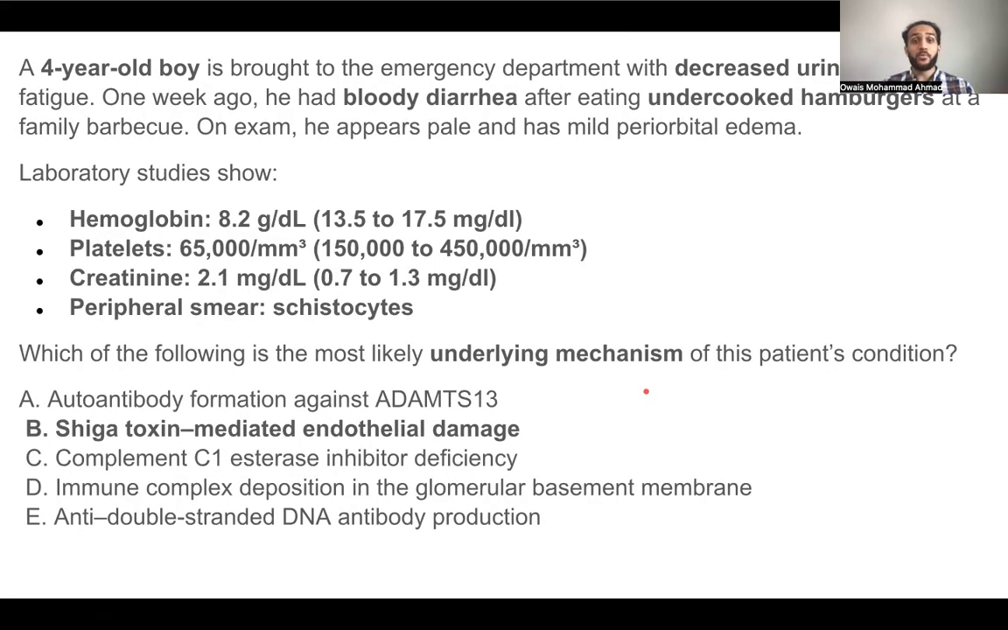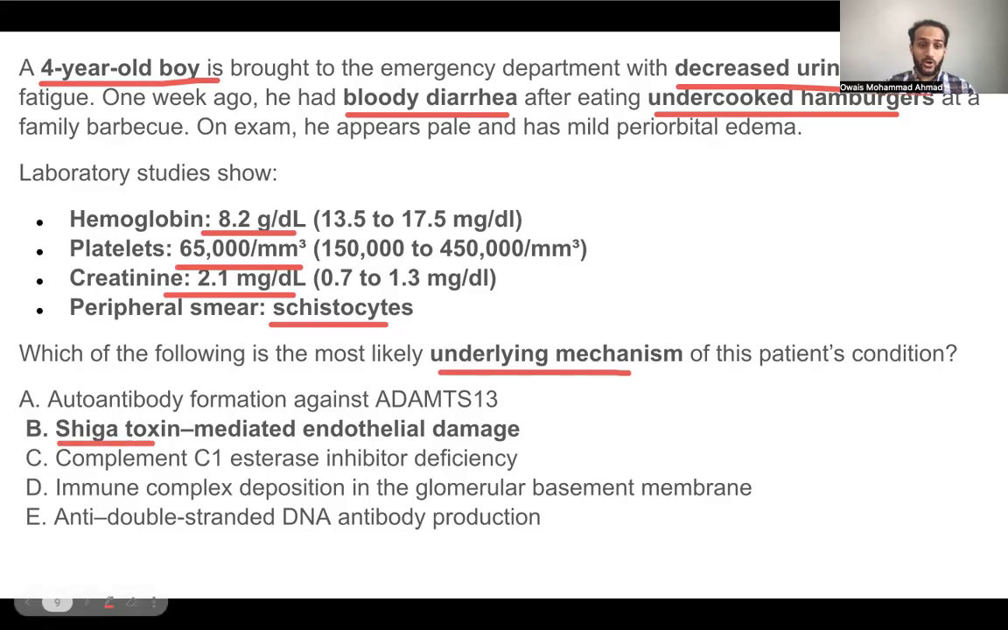On the next slide, I have bolded all of the high yield information. For example, a 4-year-old boy, as this disease occurs in children, with decreased urine output as this patient has kidney failure. This occurred 1 week ago with bloody diarrhea, and there were undercooked hamburgers. For lab values, we spoke about low hemoglobin because of hemolysis, low platelets due to thrombocytopenia, high creatinine due to kidney failure, and schistocytes as scarring of red blood cells. The question is asking for the underlying mechanism, and the correct answer is Shiga toxin mediated endothelial damage.